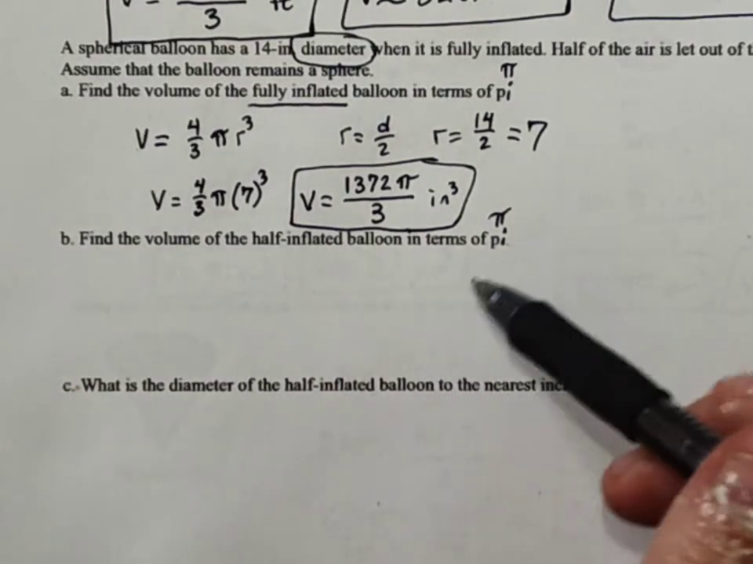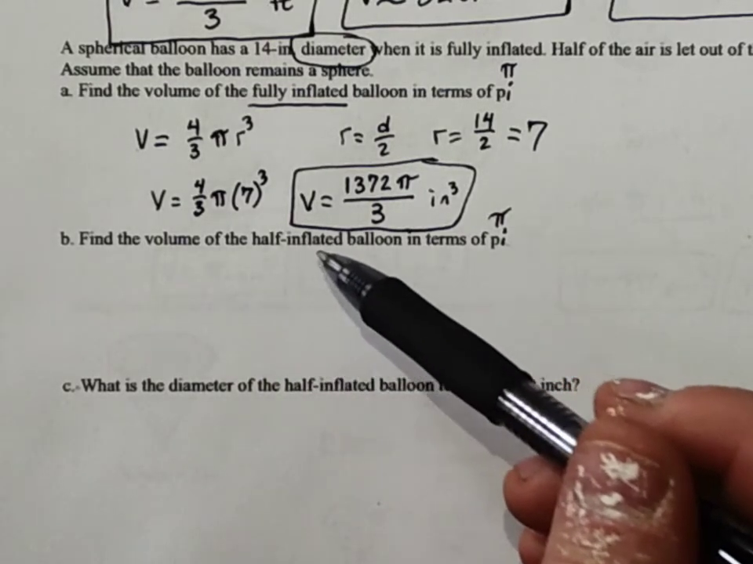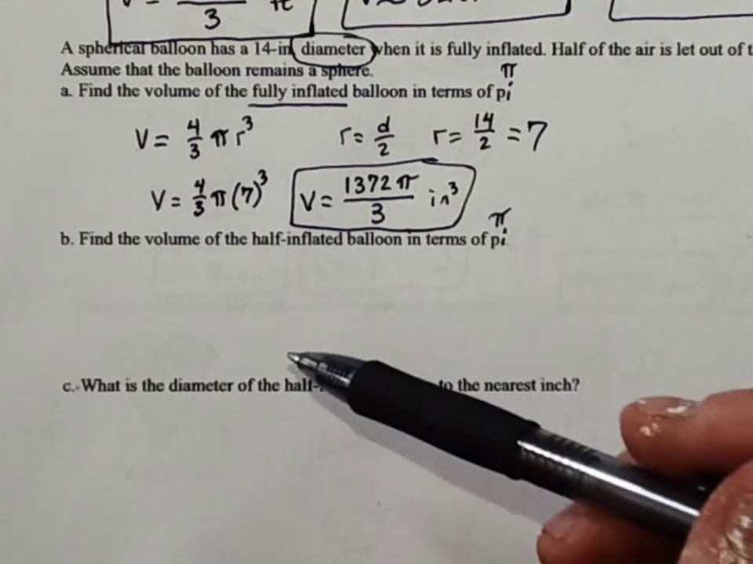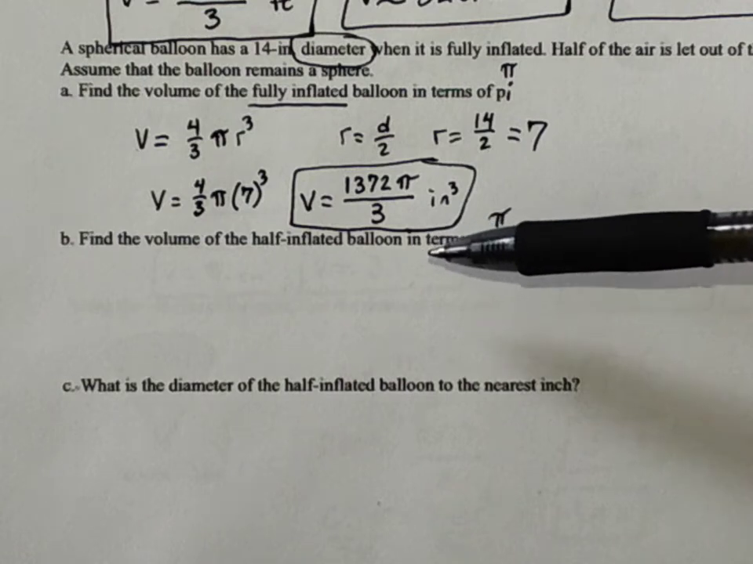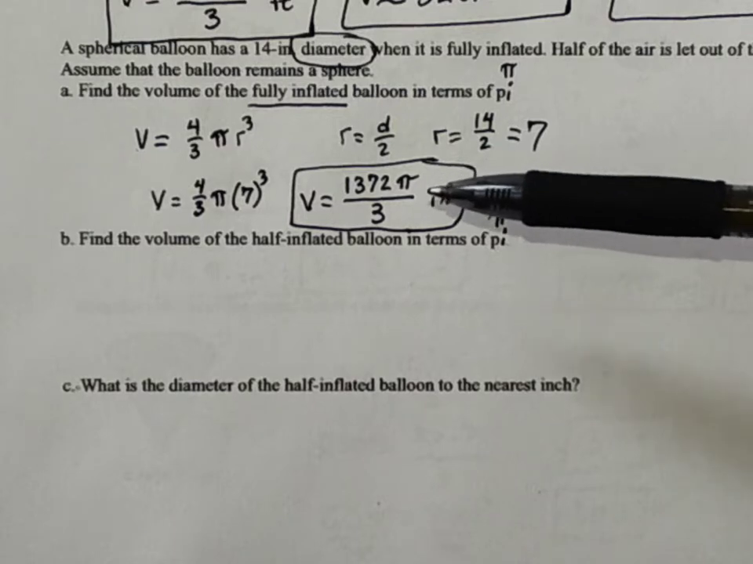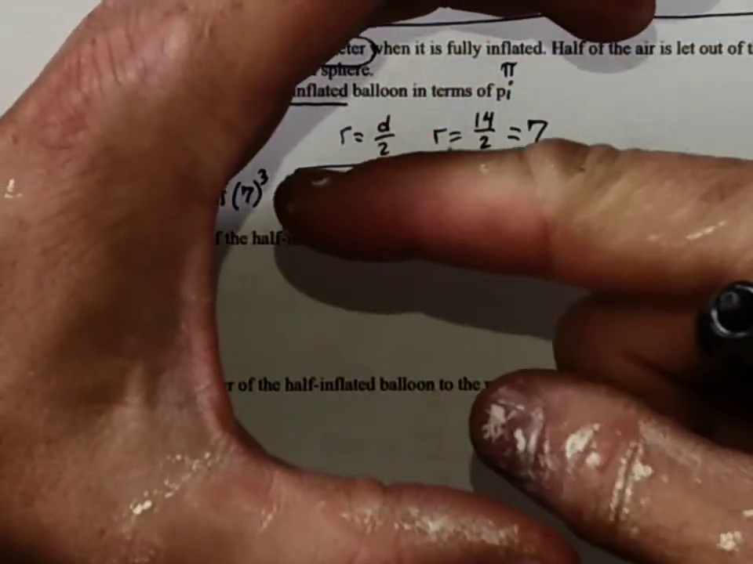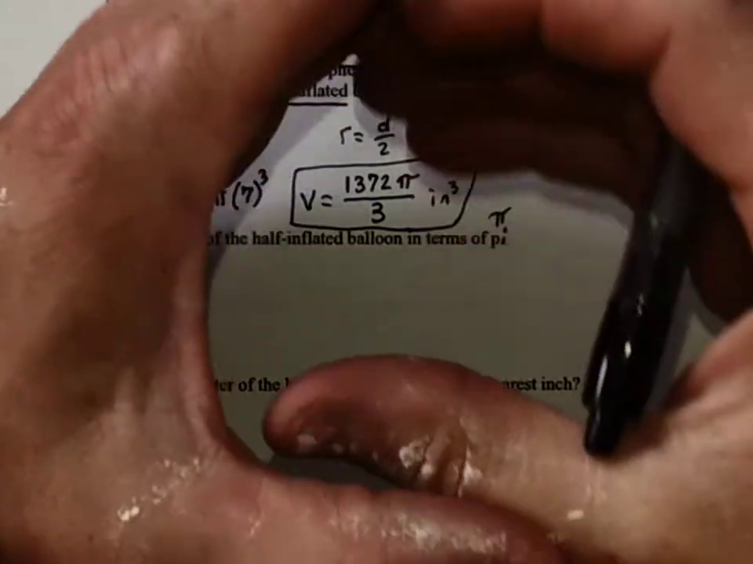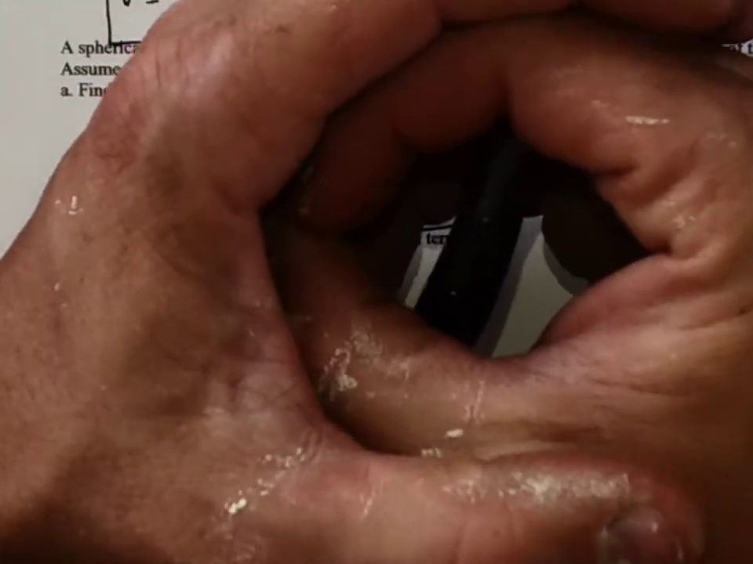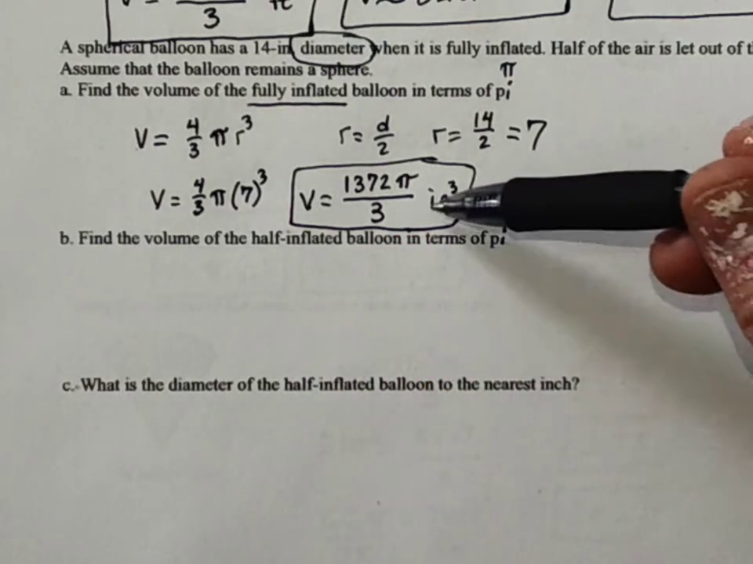Now, here is where this one gets a little tricky. Find the volume of the half-inflated balloon. So some of you would think all we have to do now is divide this volume by 2, but that's not correct. You cannot just cut the volume of the one we just found in half, because in the sphere, what has to be cut in half is the diameter. And that's going to completely change the volume of it. Okay? So we have to cut the diameter in half, not the volume.